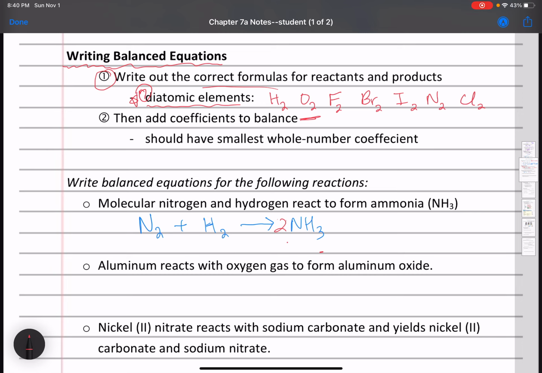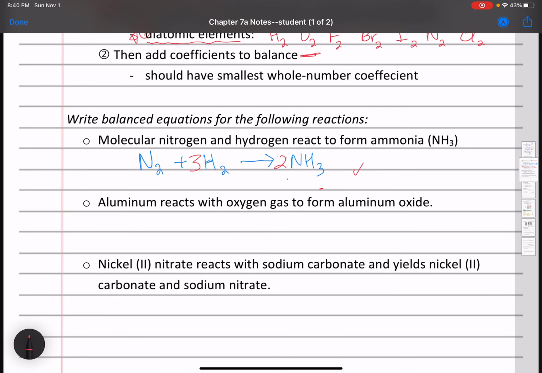All right, so now we've got 2 nitrogens on both sides of the equation. And 2 times 3 is 6 hydrogens. So I need a 3 over here to balance my hydrogens. Yay, now we have a balanced equation.